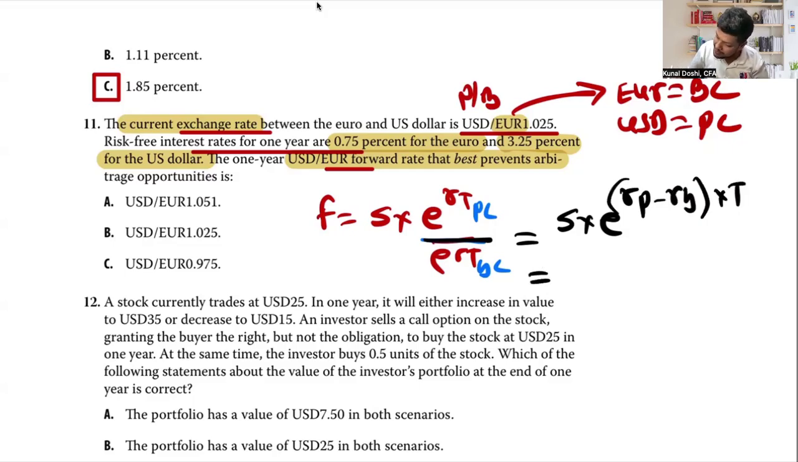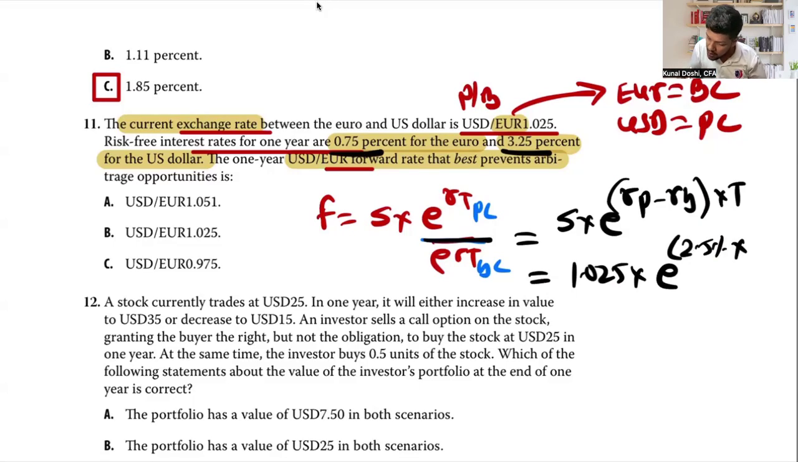So what is my spot rate? 1.025 into e raised to, what is the price currency? 3.25 minus 0.75. So 3.25 minus 0.75, that's 2.5 percentage for how long? 1 year. So I don't have to worry, raised to 1.